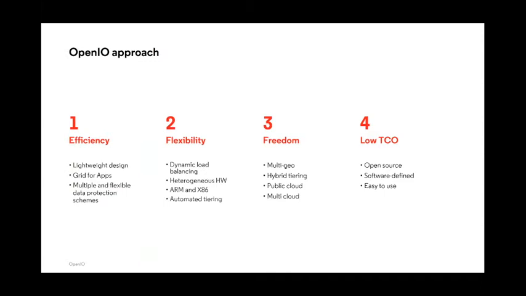And I think that this is my last slide. So just to recap what you see. We are really, really efficient thanks to our lightweight design. I want to remind you that we can run on one CPU core and 500 megabytes of RAM. This allows us to use the rest of the resources in the servers to run Grid for Apps. Grid for Apps is this event-driven data processing framework.